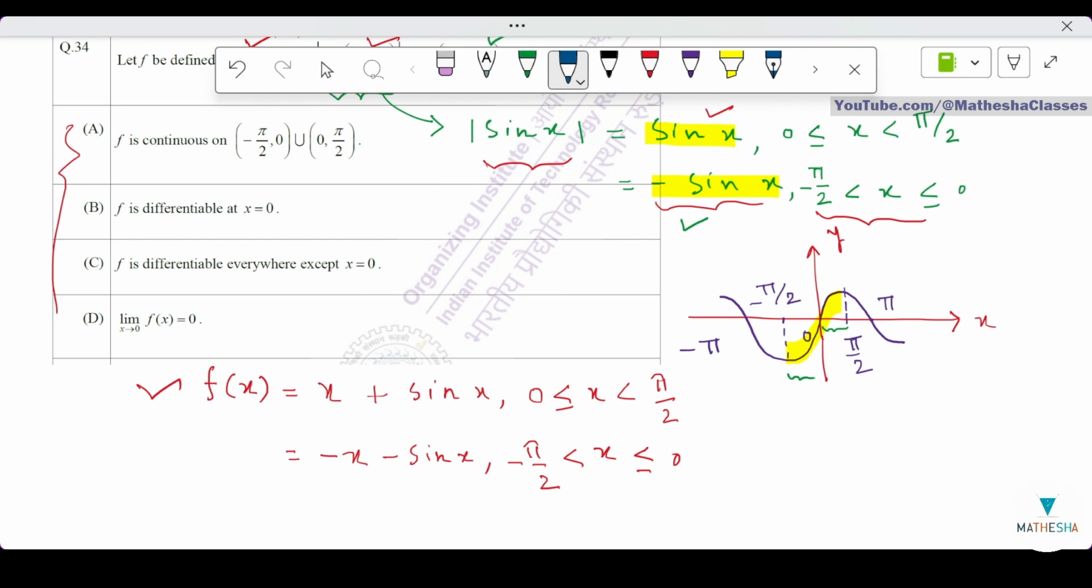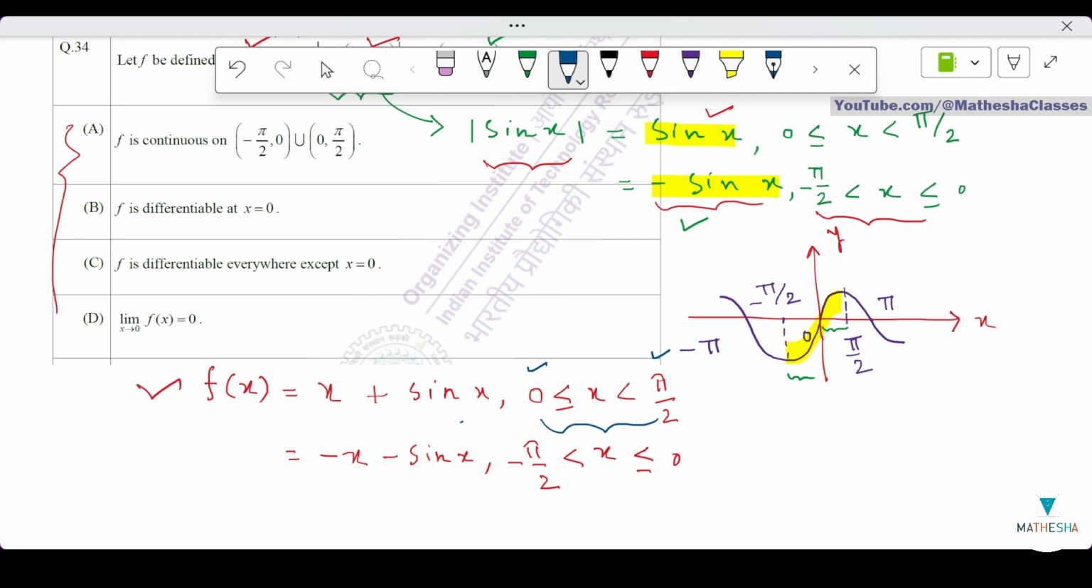First of all, note one thing, that x plus sin x is continuous for x lying between 0 and pi by 2. The reason is simply that x is a polynomial function and hence continuous. Sin x is a very well known continuous trigonometric function. So their sum is definitely continuous between the range 0 and pi by 2.